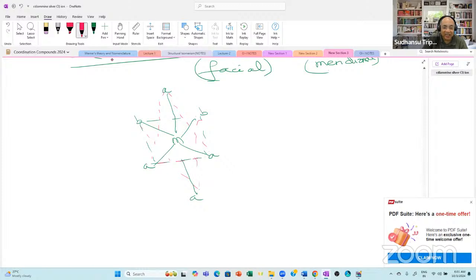This triangle, these two B's are below the plane of the paper, and this A is down. So if you connect that, the triangular plane will not pass through the metal ion. So this is called the fac isomer, or some people call it cis. So the fac isomer I will define.